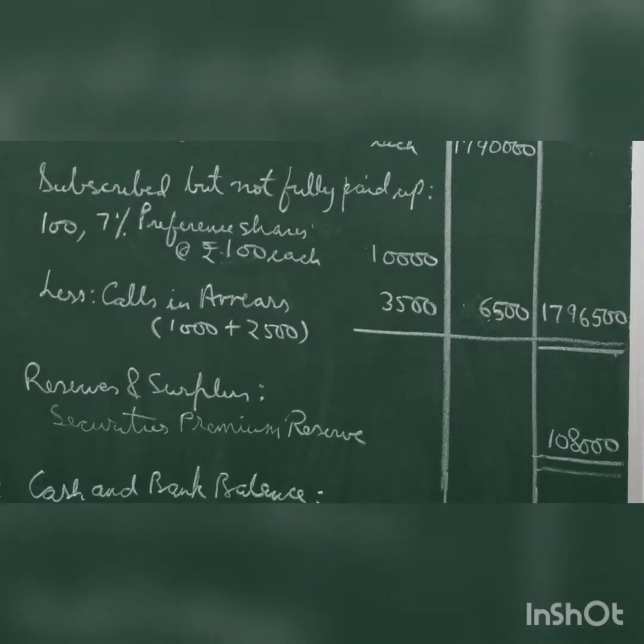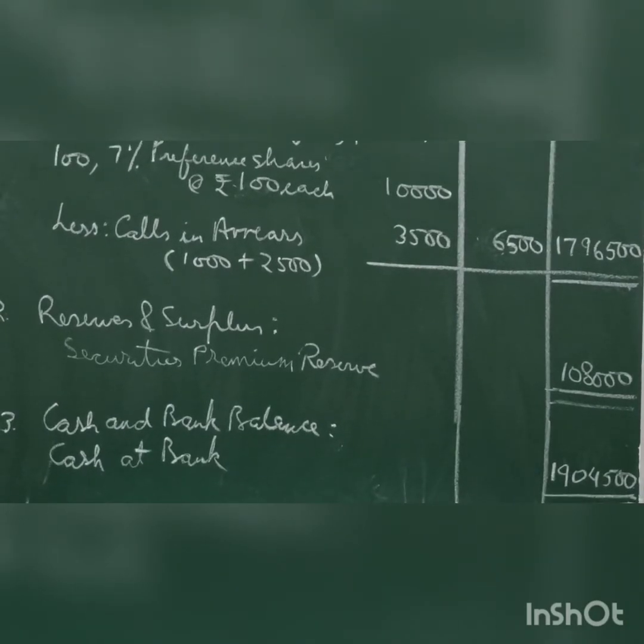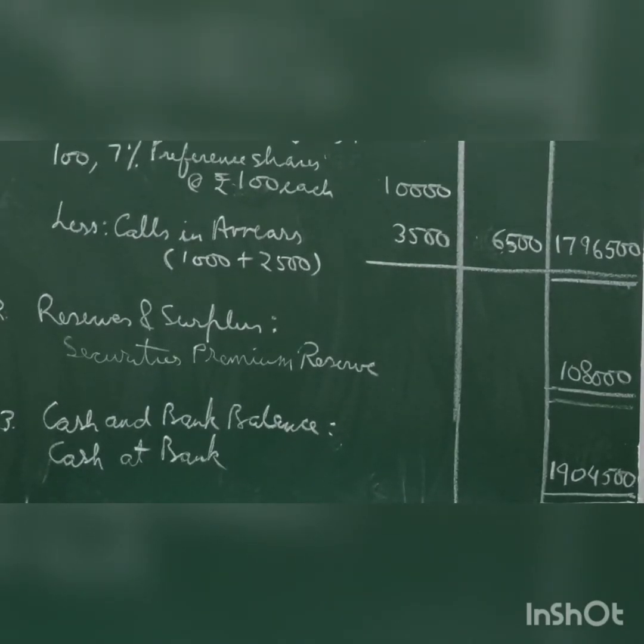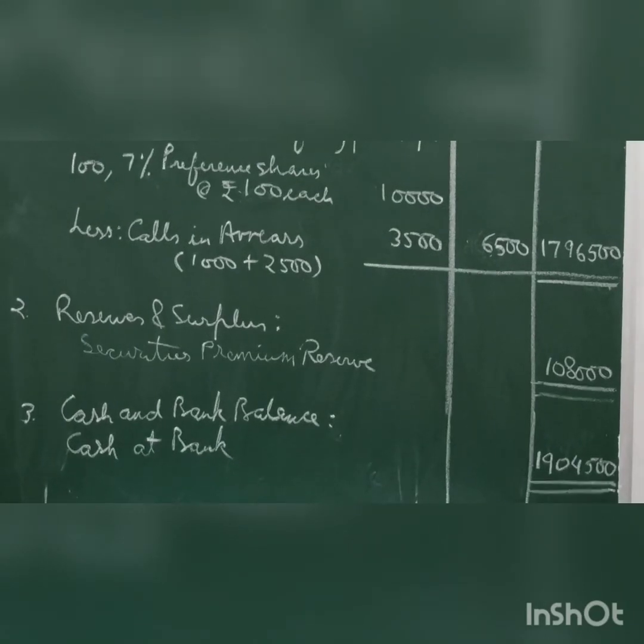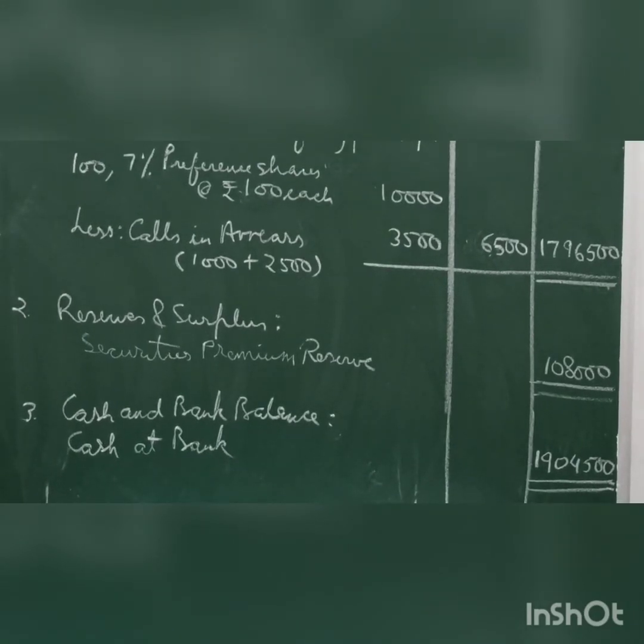Then the second and third note number is regarding reserves and surplus. We don't have any general reserve, but we have surplus in the name of securities premium reserve 1,08,000. No expense or primary expenses to be written off, so directly we will write in the outer column. This you also write in front of reserve surplus note number 2, 1,08,000. So when you add liability side, it should be 19,04,500.